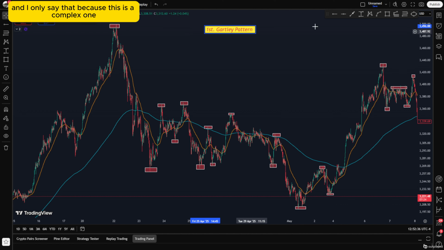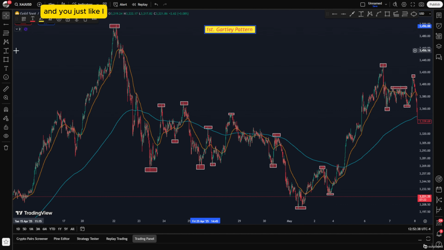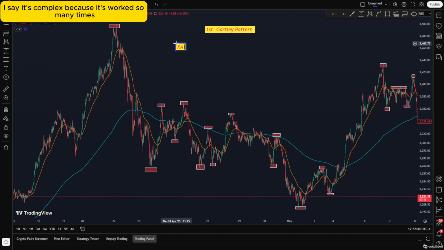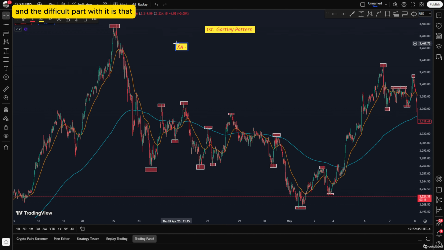This pattern is a bad boy. And I only say that because this is a complex one. And you, just like I, will develop a love hate relationship with it. The B point is the 0.618 retracement from the X to the A using the regular Fibonacci. I say it's complex because it's worked so many times, and the difficult part is that this pattern has an entry zone rather than an exact Fibonacci number.